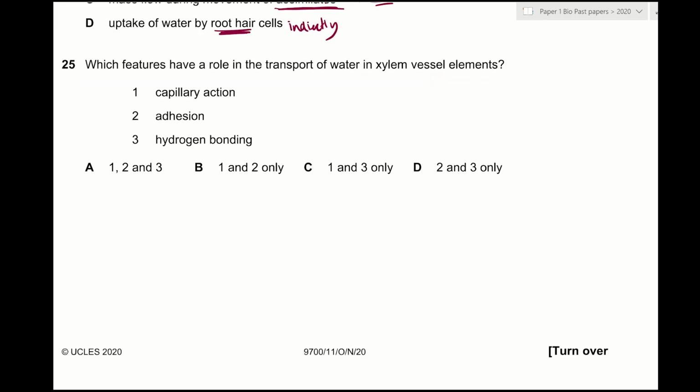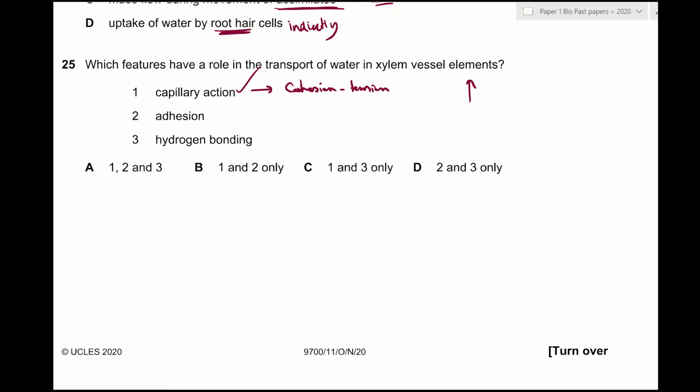Question number 25. Which features have a role in the transport of water in xylem vessel elements? 1. Capillary action. Capillary action is also known as cohesion tension. And cohesion is the hydrogen bonding between water molecules. And as we all know, hydrogen bonding between water molecules helps keep the transport of water up the stem, because it helps maintain the transpiration stream and the transpiration pull upwards. Therefore, this is correct.